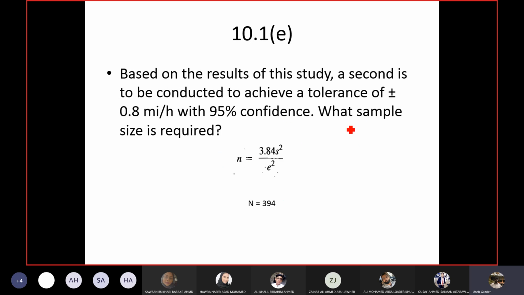Then they are saying, based on the results of this study, they want to do another study at the same location with a tolerance level of 0.8 miles per hour and a 95% confidence interval. How many samples should they collect? What sample size is required?